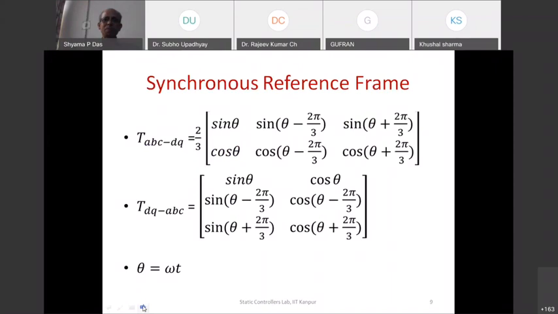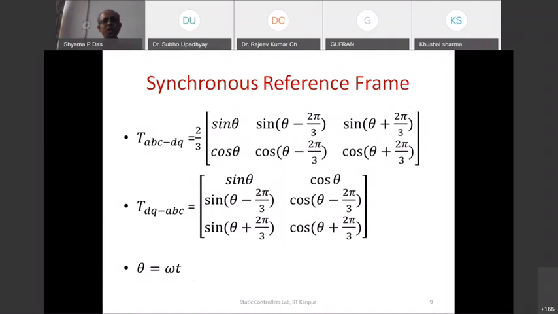So you know that whenever we have a synchronous reference frame, we use DQ. D is the direct axis and Q is the quadrature axis. We convert three-phase ABC into DQ by having a transformation. This transformation involves sine and cosine. Theta is the angle between phase A and the reference frame. And similarly, we can also have the inverse conversion, which means we can convert DQ into ABC.